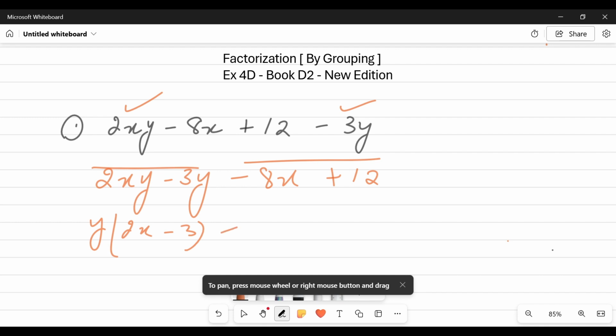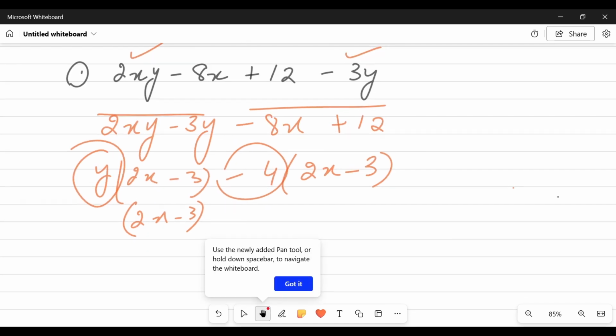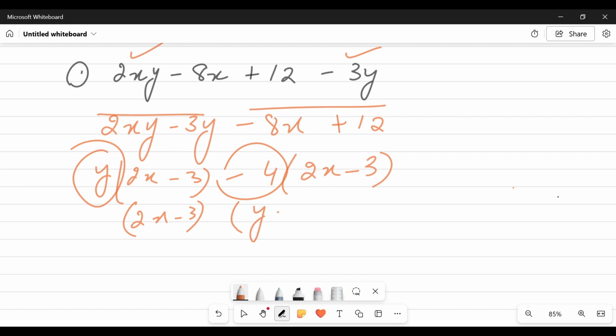Minus 8 and 12, the highest common factor is 4. 4 2s are 8 and x will be there. Minus plus is minus and 4 3s are 12. Check both the brackets are same. Now we need to factorize and take one bracket common, which is 2x minus 3, and this is y minus 4, write down in the another bracket. Y minus 4, this is the answer.